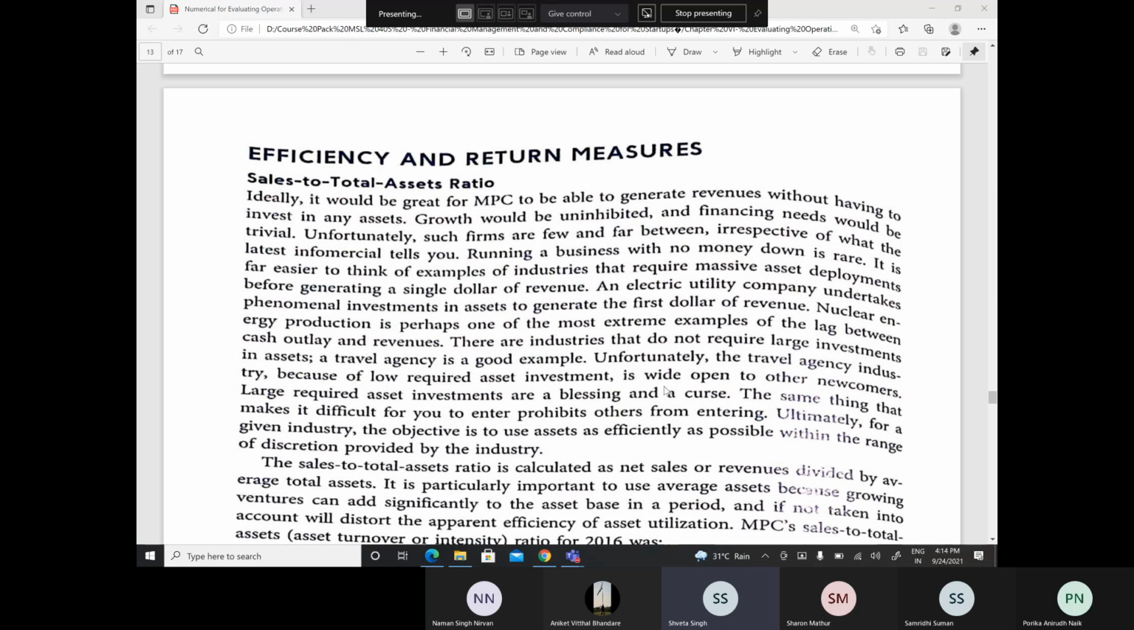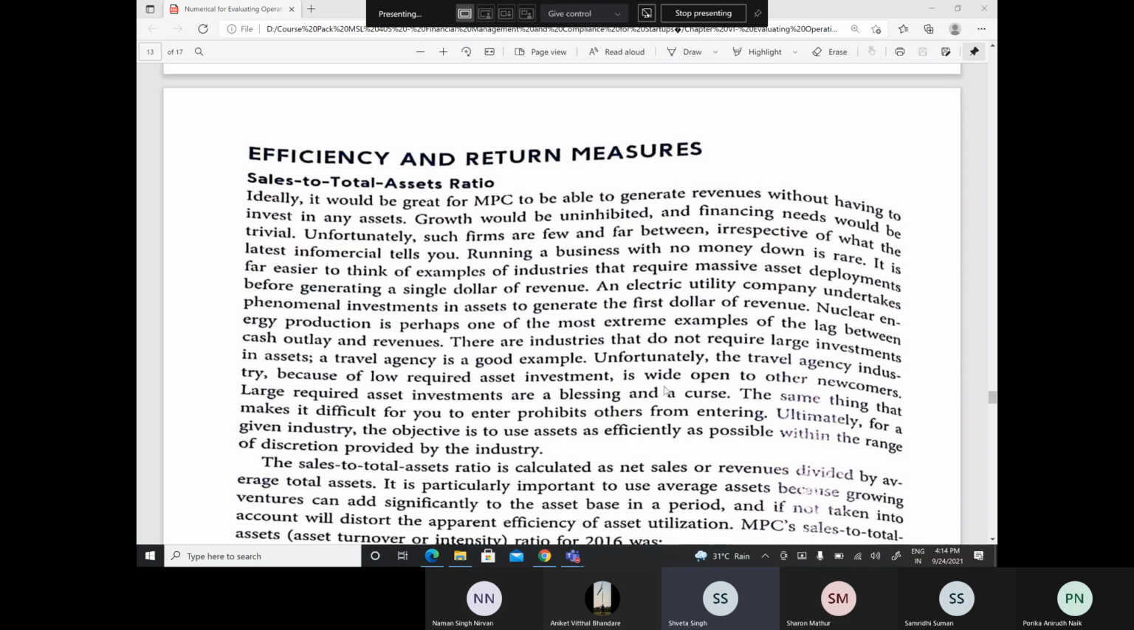Ideally, it would be great for MPC to be able to generate revenues without having to invest in any assets. Growth would be uninhibited and financing needs would be trivial. Unfortunately, such firms are few and far between, irrespective of what the latest infomercial tells you. Running a business with no money down is rare.